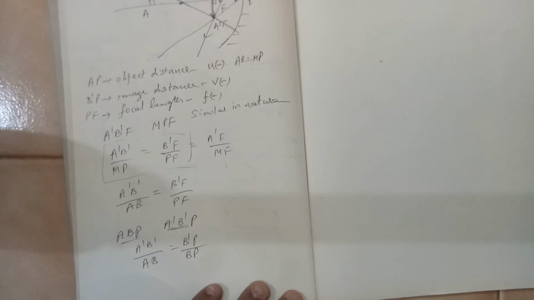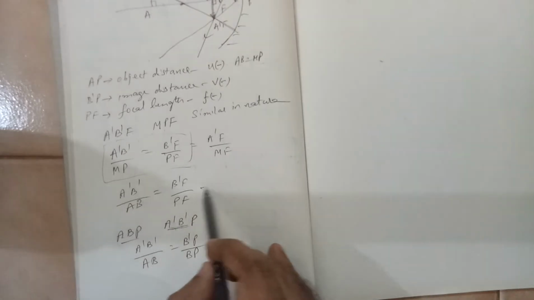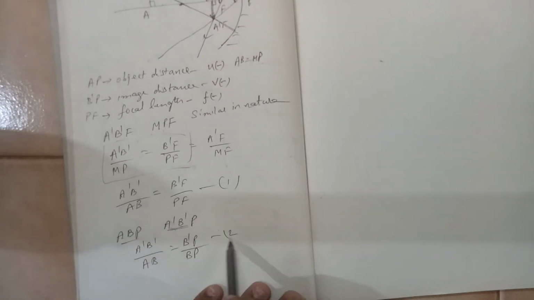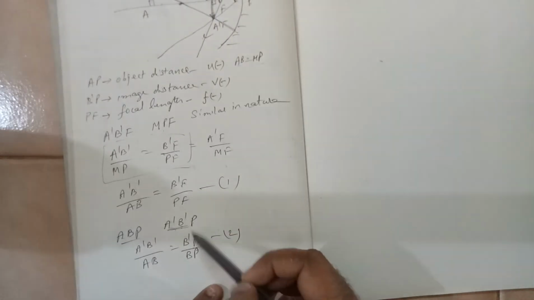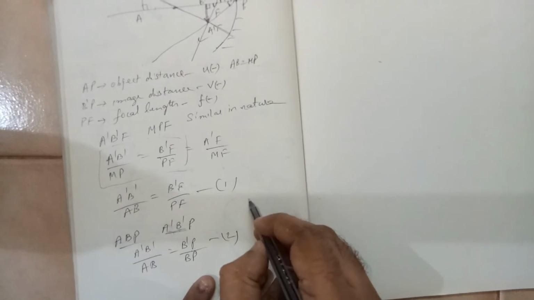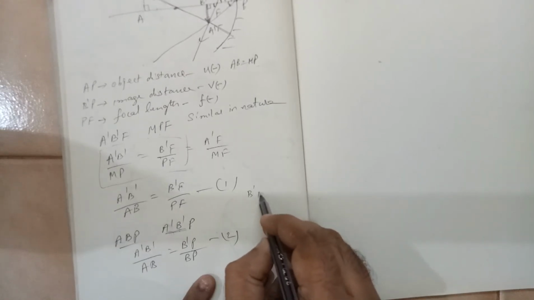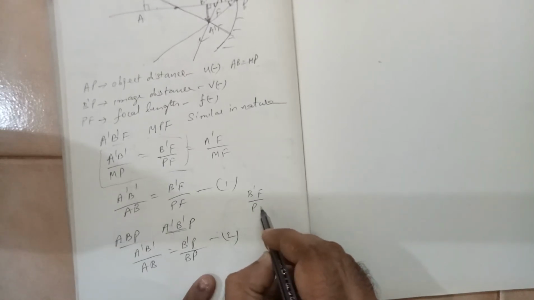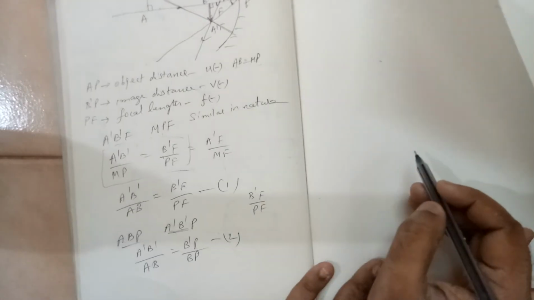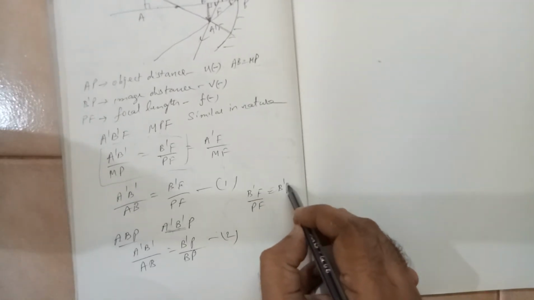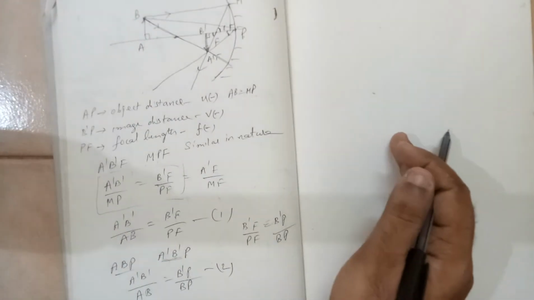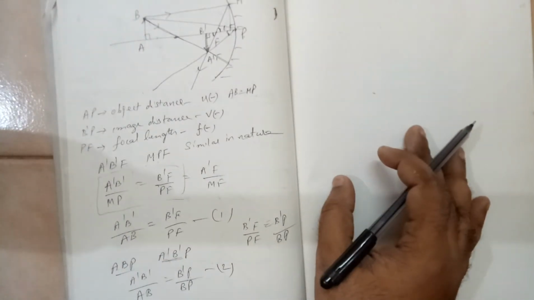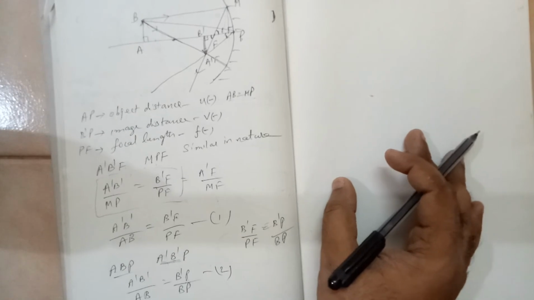Okay, so you can see here this is like equation 1 and this is your equation 2. So these two are again equal. From equation 1 and 2, what did we get? It is B dash F divided by PF is equal to B dash P divided by BP. Now we need to convert the things into the parameters we know.